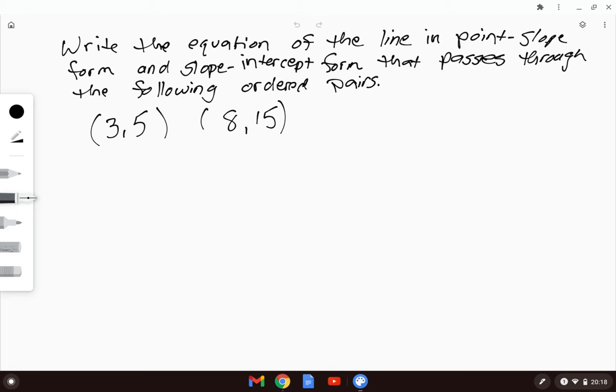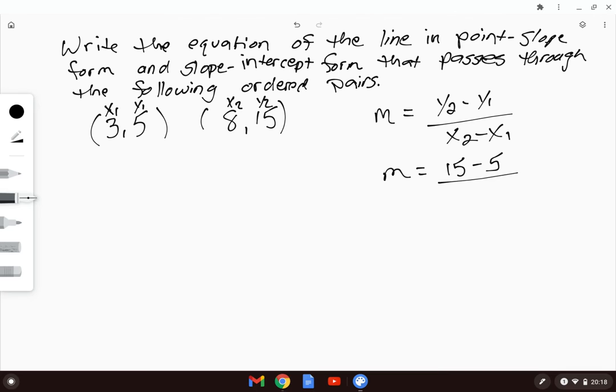the first thing that I'm going to need to do is to find my slope. So m equals y2 minus y1 over x2 minus x1. So again, it doesn't matter which ones you label as x1 and y1, because since we're dealing with the constant rate of change, it's all going to work out in the end. So y2 is 15 minus y1, which is 5, over x2, which is 8, minus x1, which is 3. So we have 10/5, so here m is going to equal 2.